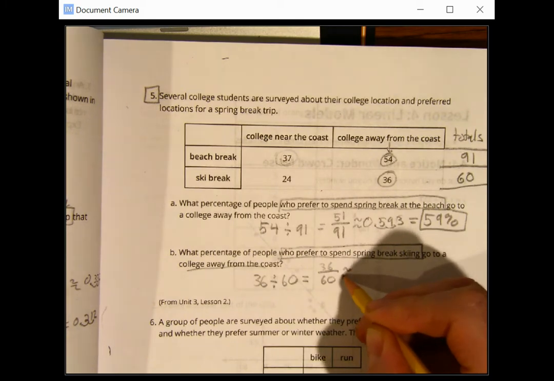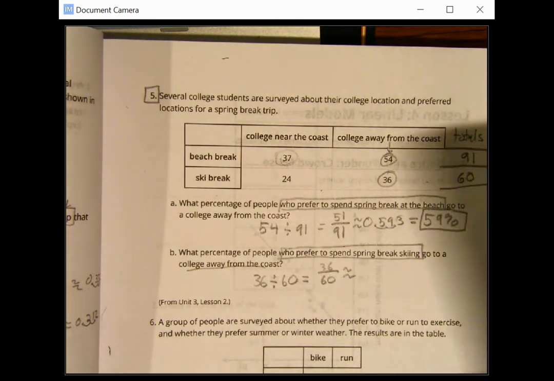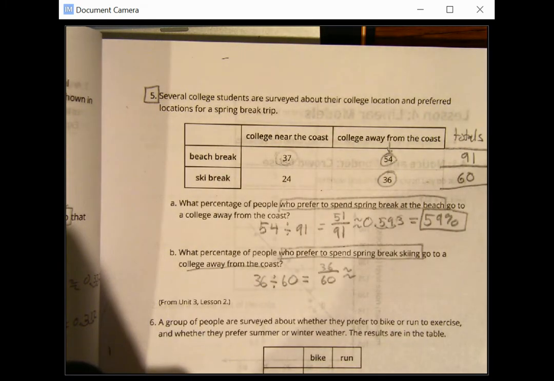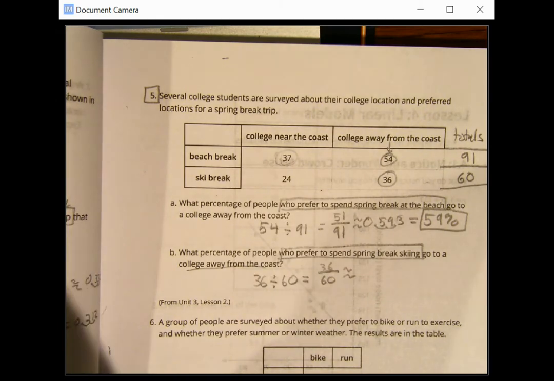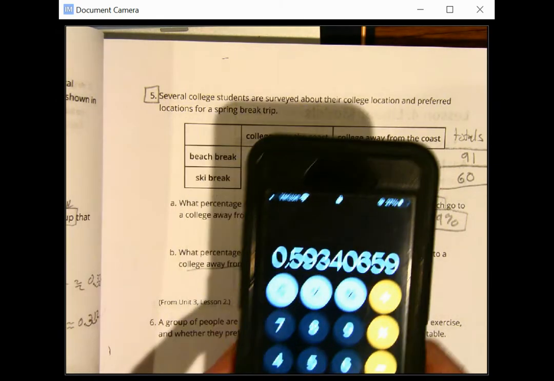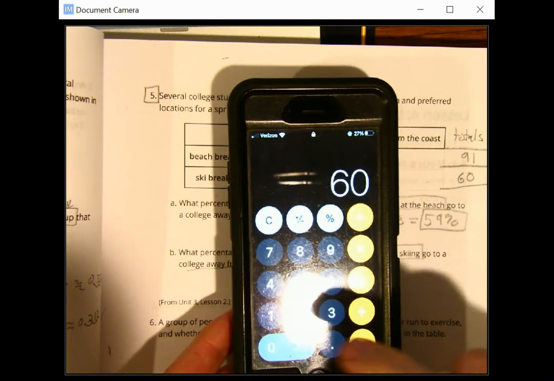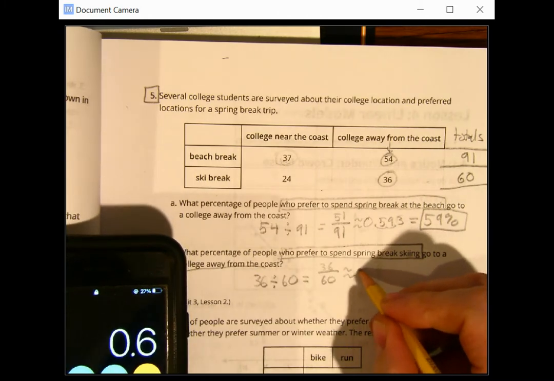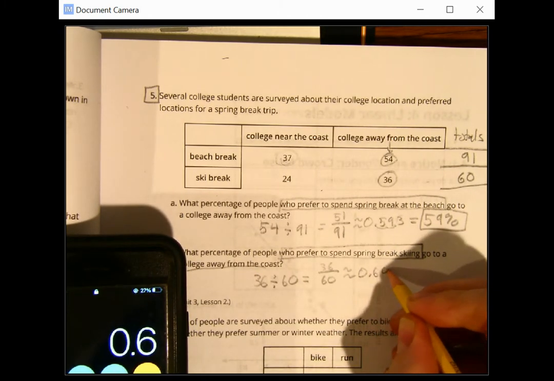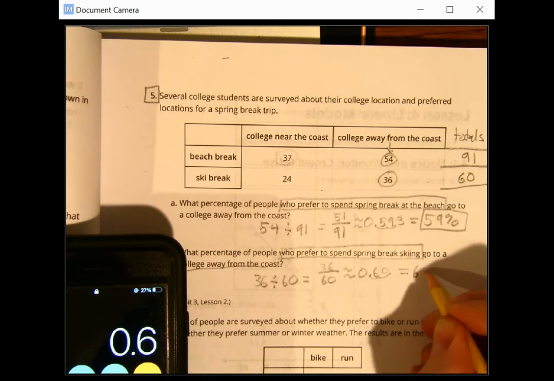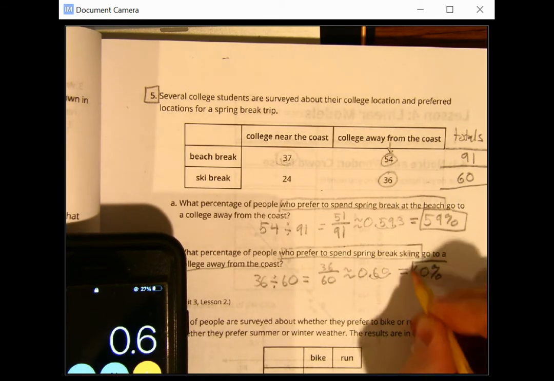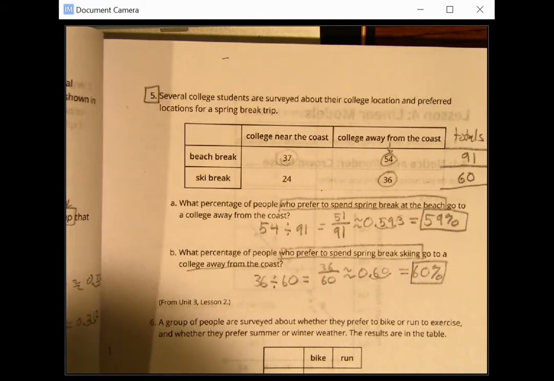And that approximately equals, let's find out by looking at our calculator. 36 divided by 60 equals 0.6. Super easy. So 0.60, move the decimal over 2, and that equals 60%. Okay, easy peasy, lemon squeezy.